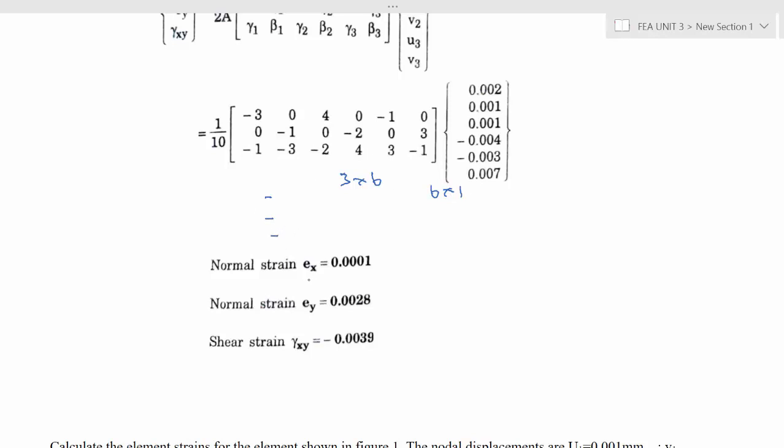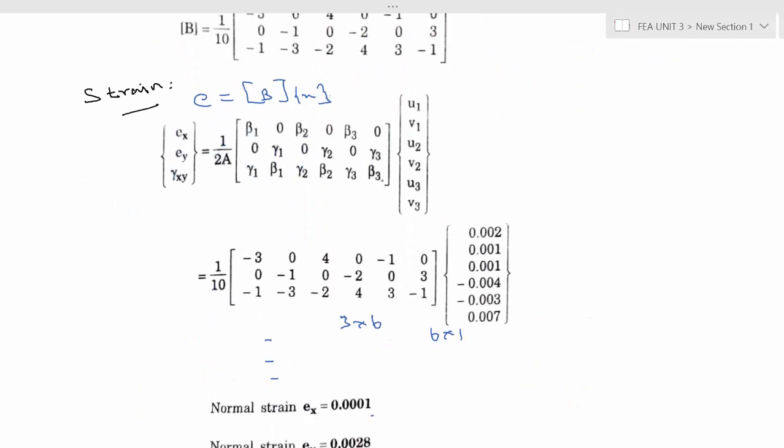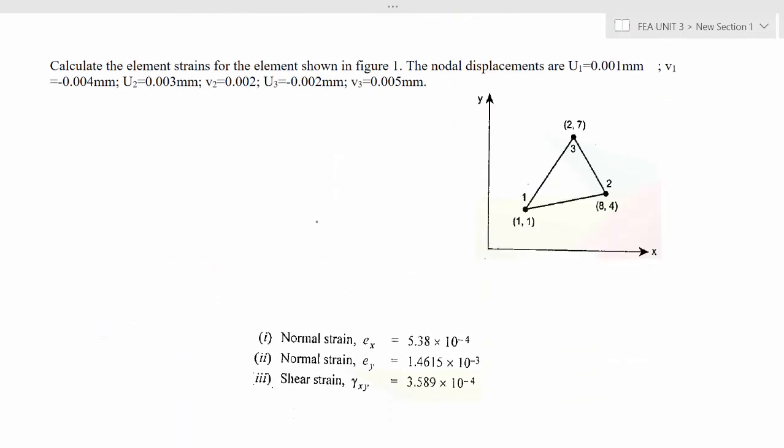So you will get Ex is equal to 0.0001, Ey is equal to 0.0028, and gamma xy is equal to minus 0.0039. So Ex is normal strain in x direction, Ey is normal strain in y direction, and gamma xy is the shear strain. Okay, so this is the overall problem, and it is very simple. Only you have to remember this equation. So E is equal to B into U, and we know how to calculate the B matrix, because in the previous problem itself we have already calculated the B value. So only thing, you have to multiply the B with the U vector and you have to calculate the strain values. Okay, fine.